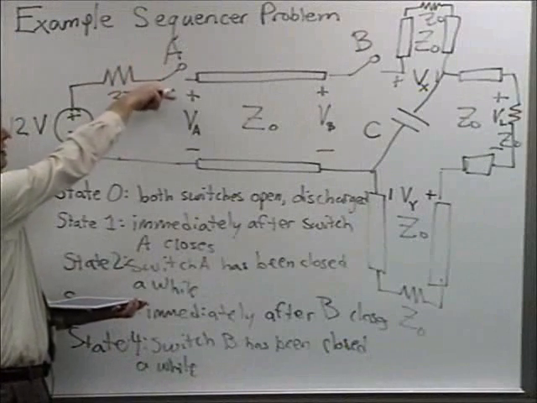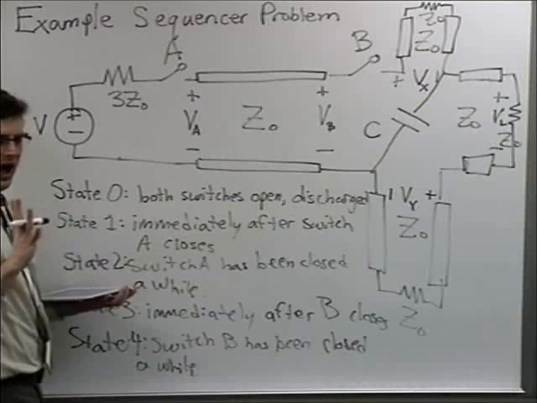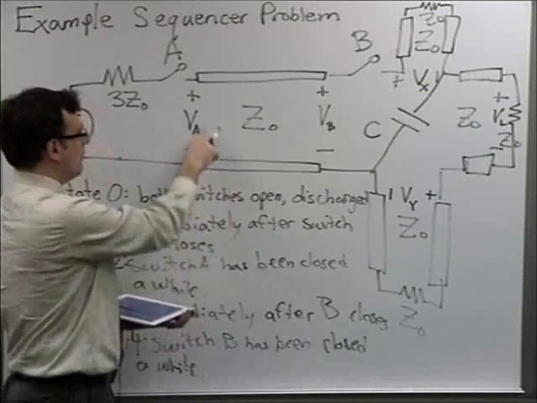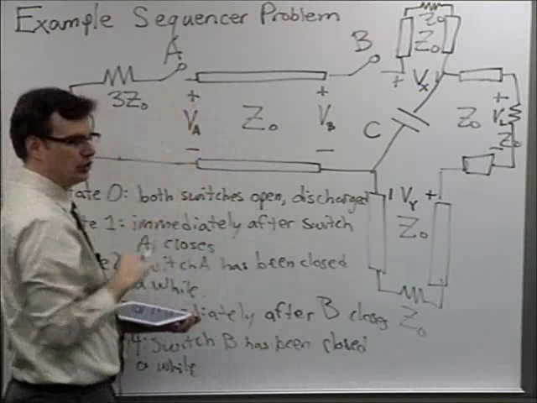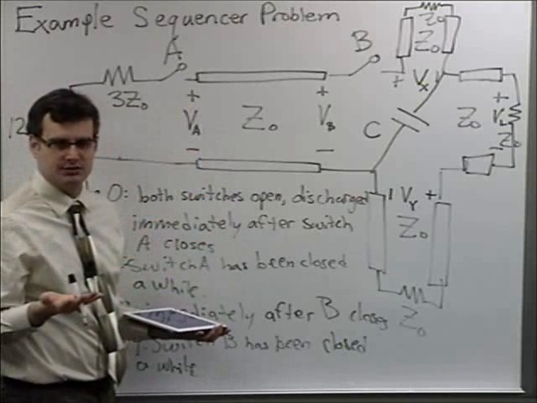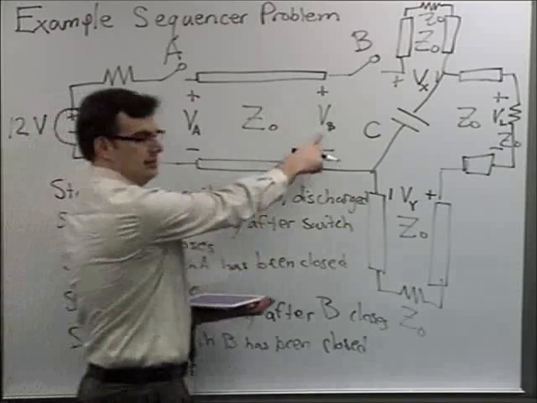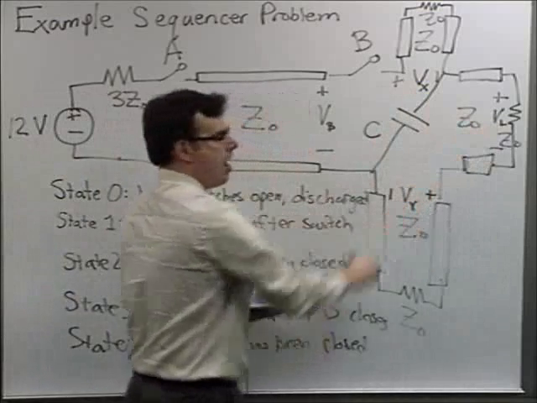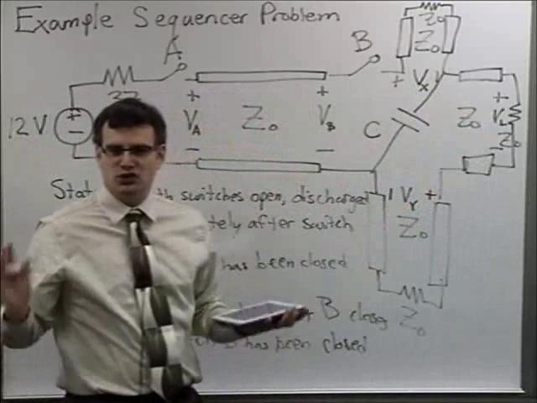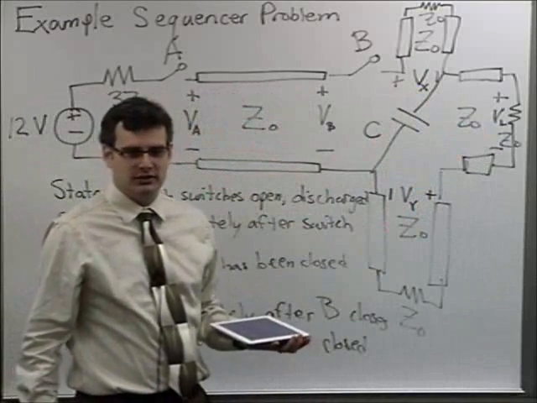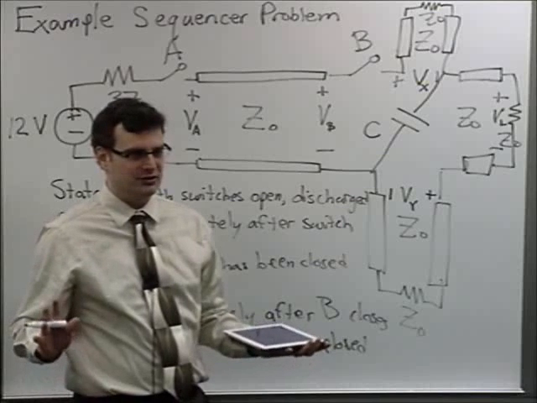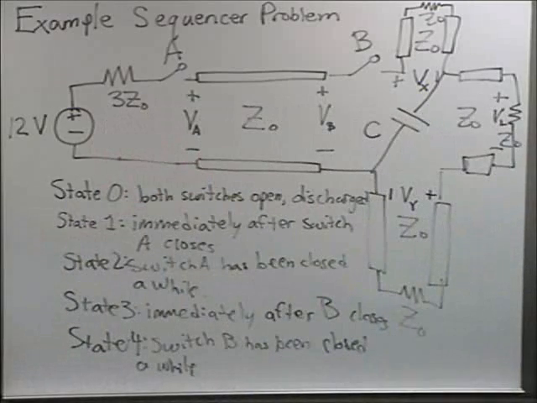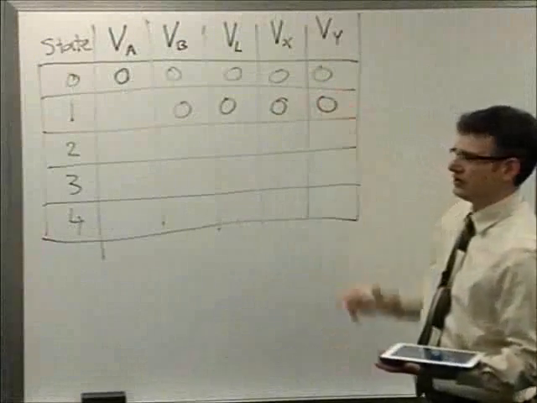Immediately after switch A closes, always ask yourself in these problems, what is going to change? Well, VA, the voltage I measure at the terminal of the line, clearly that's going to change. What about VB? No. What about VX? No. VL? VY? We just got free points just for using common sense. You laugh, but you'd be surprised how many people don't get that step right. So nothing changes, so we'll just copy down these values, 0, 0, 0.